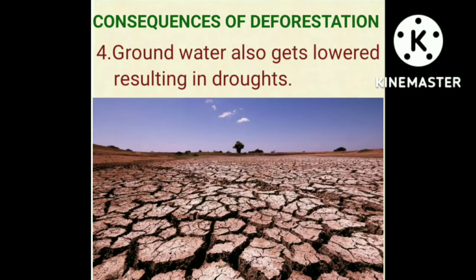The fourth consequence is groundwater also gets lower, resulting in droughts. There would be less rainfall due to deforestation, hence less water would percolate in the ground. Due to this, the groundwater gets lowered, and because of the shortage of surface water, droughts are caused.